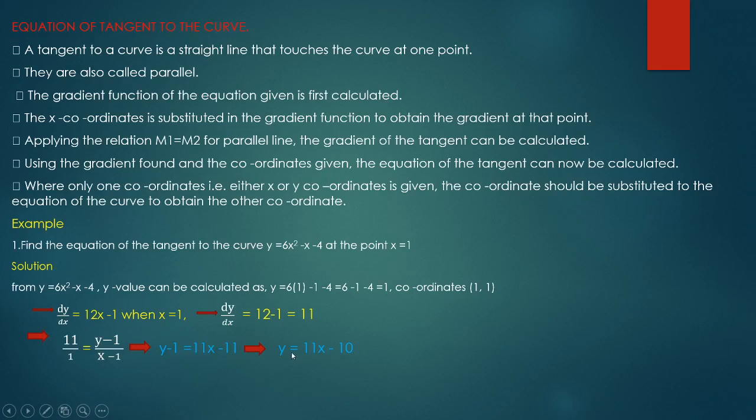That implies that if we remain with y on our left hand side, we shall have y equals 11x minus 10, because negative 11 plus 1 is negative 10. So we shall have y equals 11x minus 10 as the equation of the tangent.